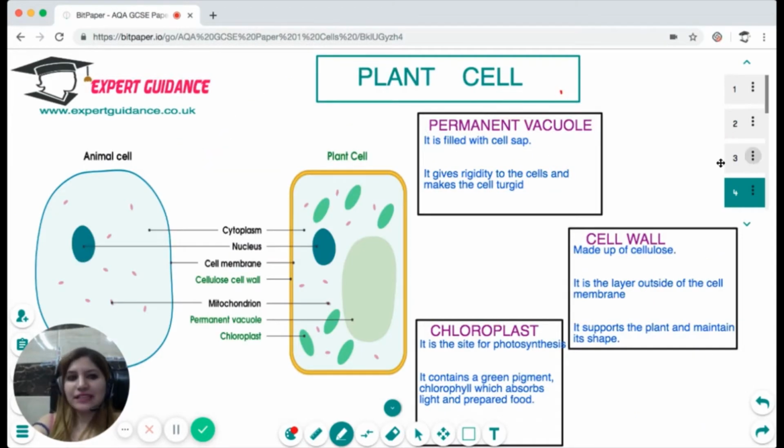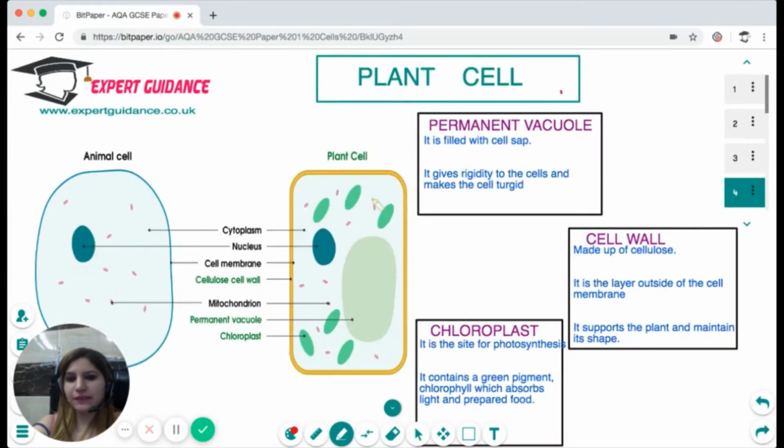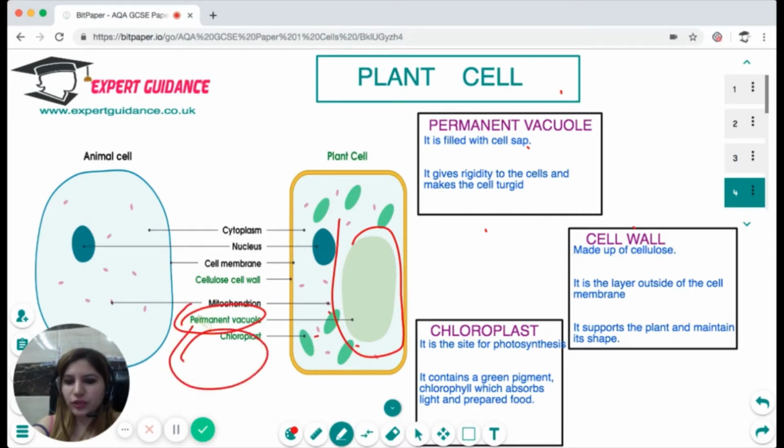Now, the plant cell has all these organelles which we have just discussed in the previous slide, except it has three extra organelles which are just found in a plant cell. This is a big, large permanent vacuole. These green structures called the chloroplast, and outside the cell membrane, there's an extra layer called the cell wall.